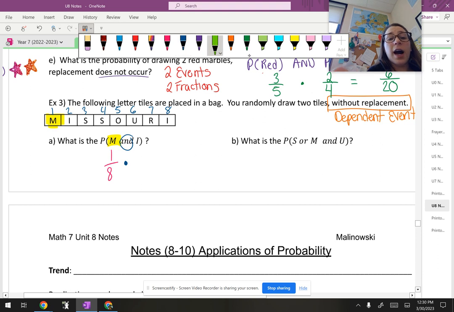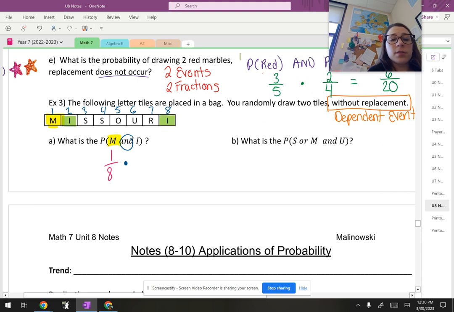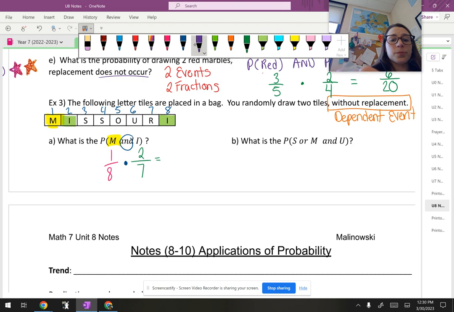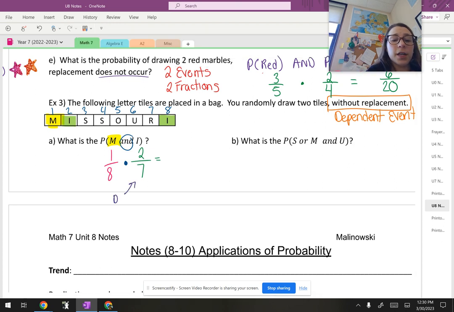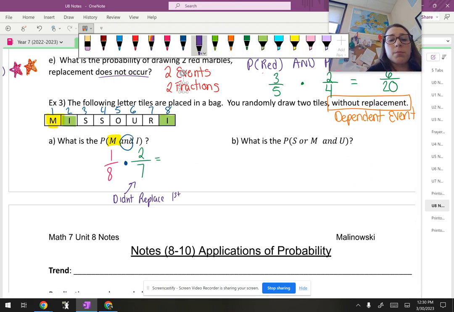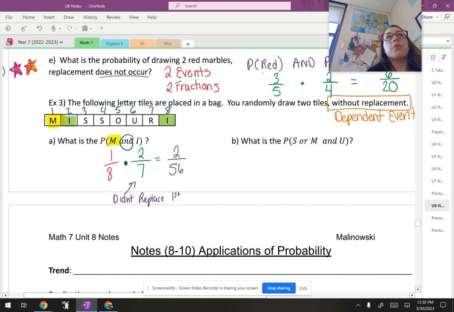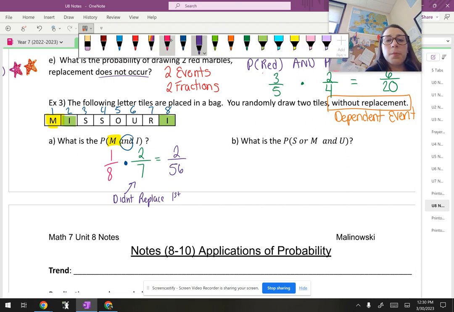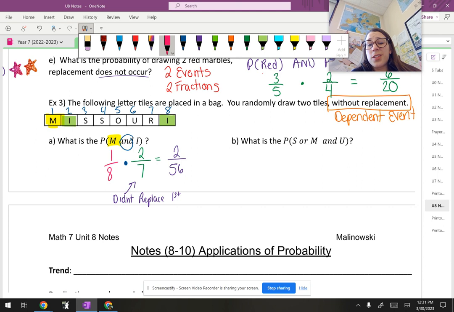The probability of an I, there are 2 I's out of no longer 8 total because we did not replace that first M that I drew. So that's 2 out of 7 total now. Again, didn't replace. So multiply, tops times tops, bottoms times bottoms, and you're left with 2/56. Which can be reduced, but you don't have to because the directions didn't say to.